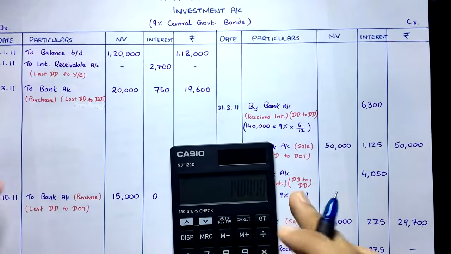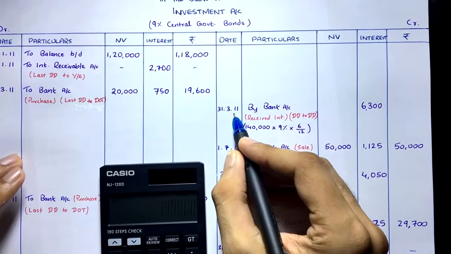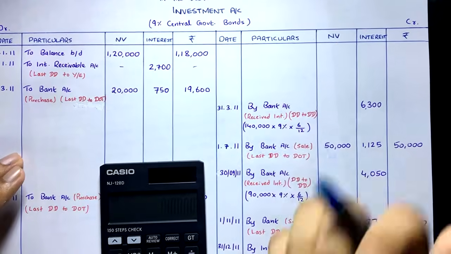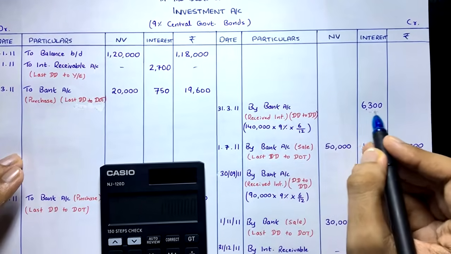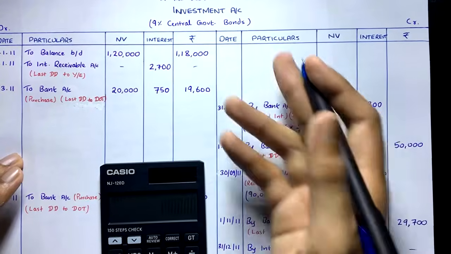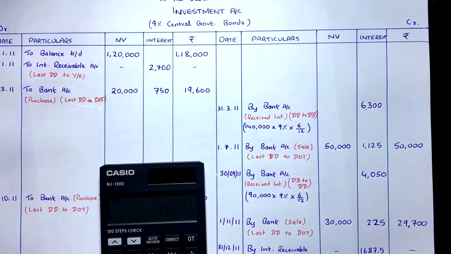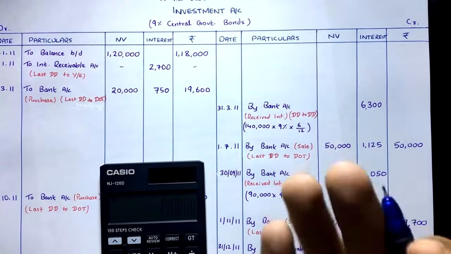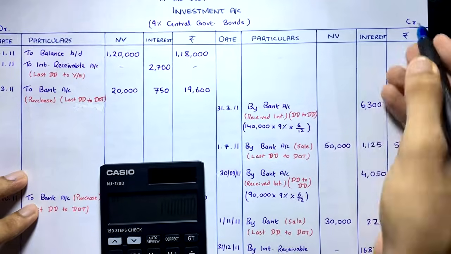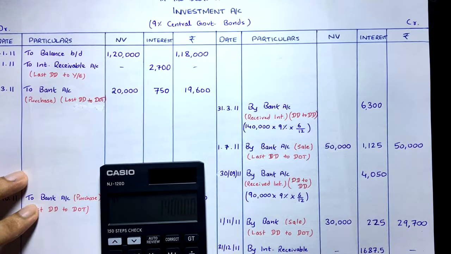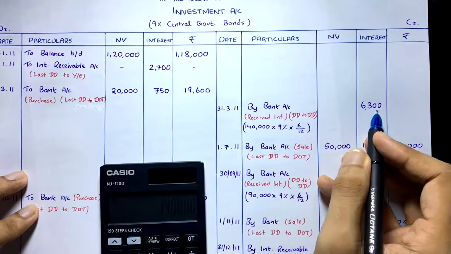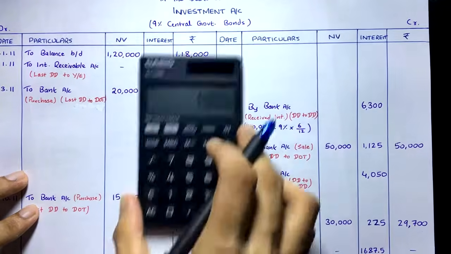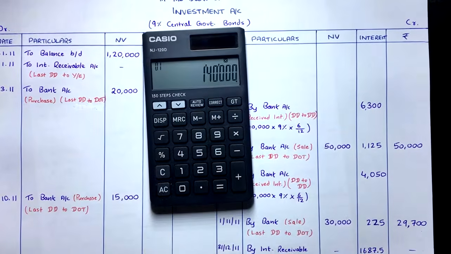So the entry will come: posting 31st March 2011, by bank account, we are receiving the money. And it will come in the interest column only. Income account is getting credited, because we are receiving the income. Income is increasing, so interest account will get credited. By bank account 6,300. But how did I get this amount? On 1,40,000 we have to calculate the interest.